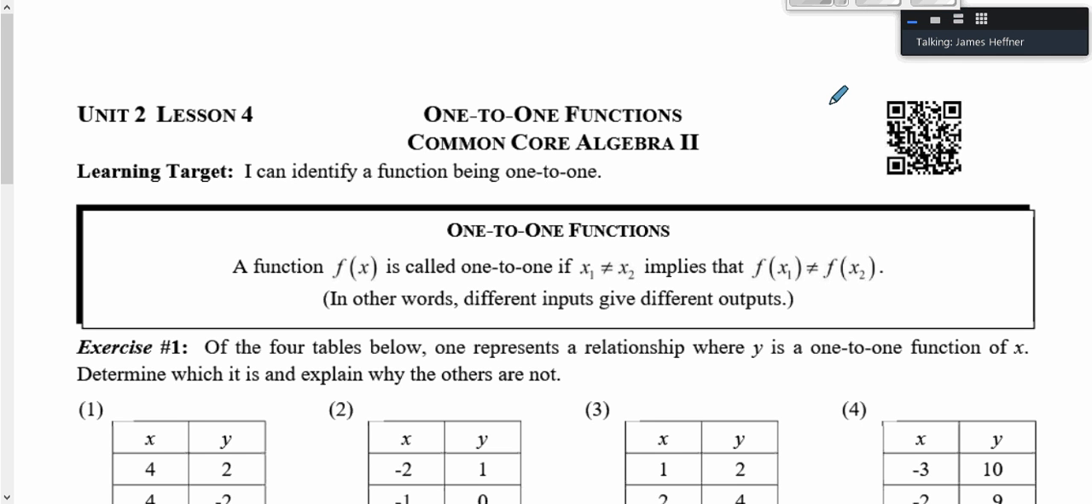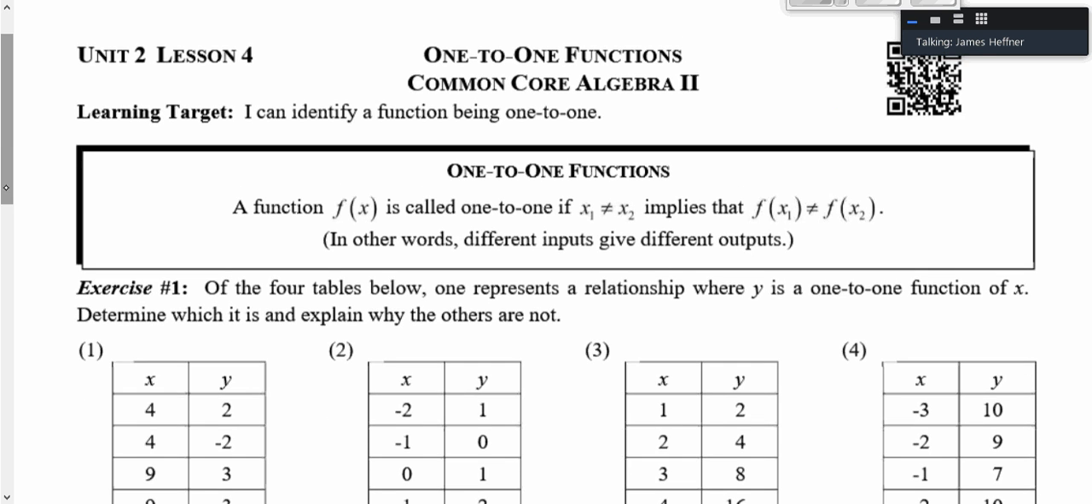So, one-to-one functions. We know what a function is, right? A relationship mathematically is a function only if, as a review, every input has what? Exactly one output, okay? If a given input has more than one output, it's not a function. But now, functions can also be what we call one-to-one. So first, it must be a function first.